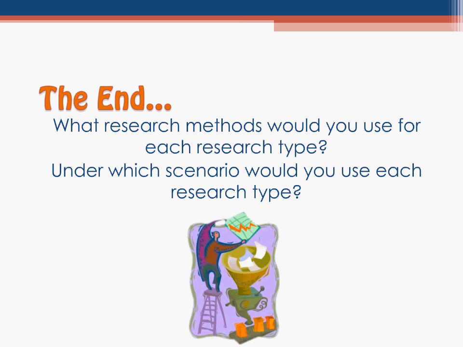And so it's up to you now. What research methods would you use for each of the research types? Would you use focus groups or surveys for awareness, attitude, and usage studies? Think about that. And again, under which scenario would you use each research type? When would you use a conjoint or a trade-off analysis? When would you use pricing research? All this depends on what information you're trying to gather.